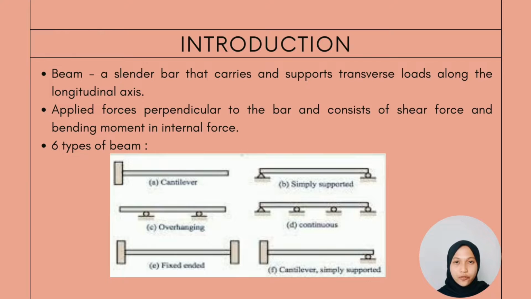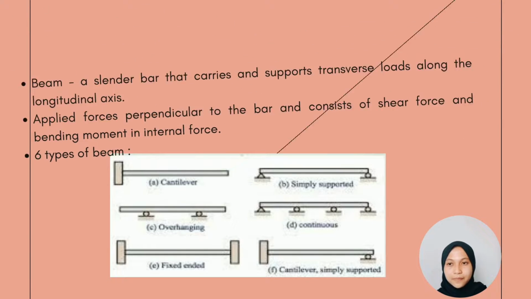So I will start with the first part, which is the introduction. A beam is a slender bar that carries and supports transverse load along the longitudinal axis. Beams are generally long, straight and prismatic. The applied forces are perpendicular to the bar, and it consists of shear force and bending moment as internal force. There are 6 important types of beam, which are cantilever beam, simply supported beam, overhanging beam, continuous beam, fixed-ended beam, and the last one is cantilever with simply supported beam.